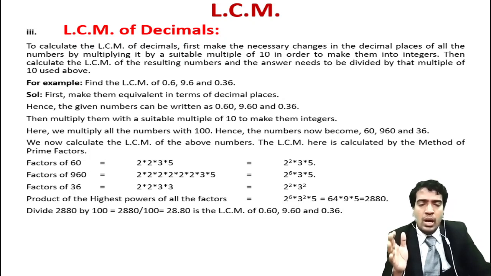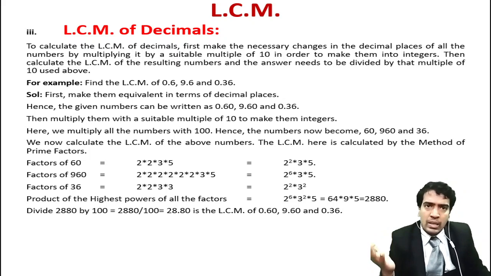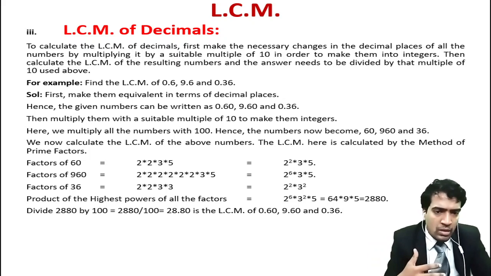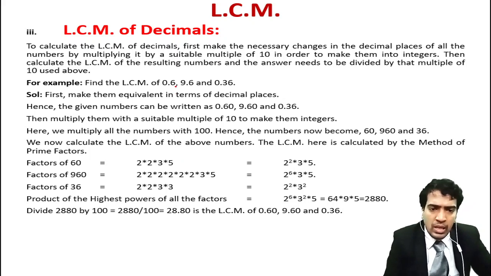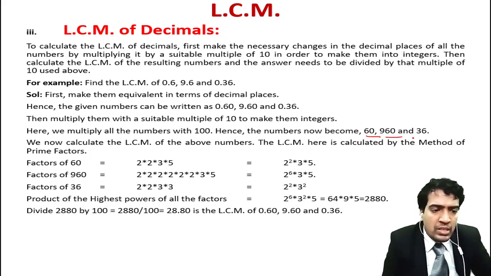Now, similar to the HCF, how do you calculate the LCM of decimals? First of all, let us take an example. If you want to calculate the LCM of decimals, then first multiply them with a suitable power of 10. Because there are two decimal places here, I would multiply each of these numbers by 100. So these numbers will be 60, 960 and 36. Now, you need to calculate the LCM of these three numbers.